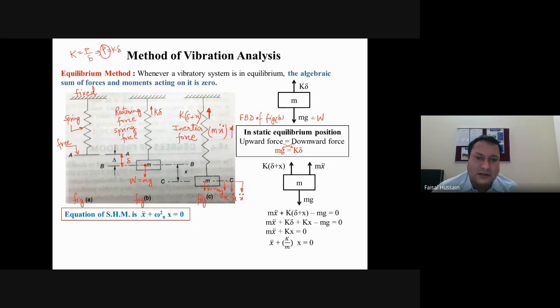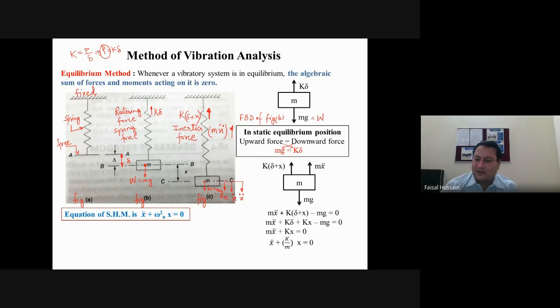But in figure C, we have applied an external force, we have given an external excitation. Actually, what we have done is pulled the mass to a distance x and then released it. When we pull the mass, the displacement will be increased. So the displacement is x plus delta, as a result of which the inertia force will be developed in the system, and it is mx double dot.